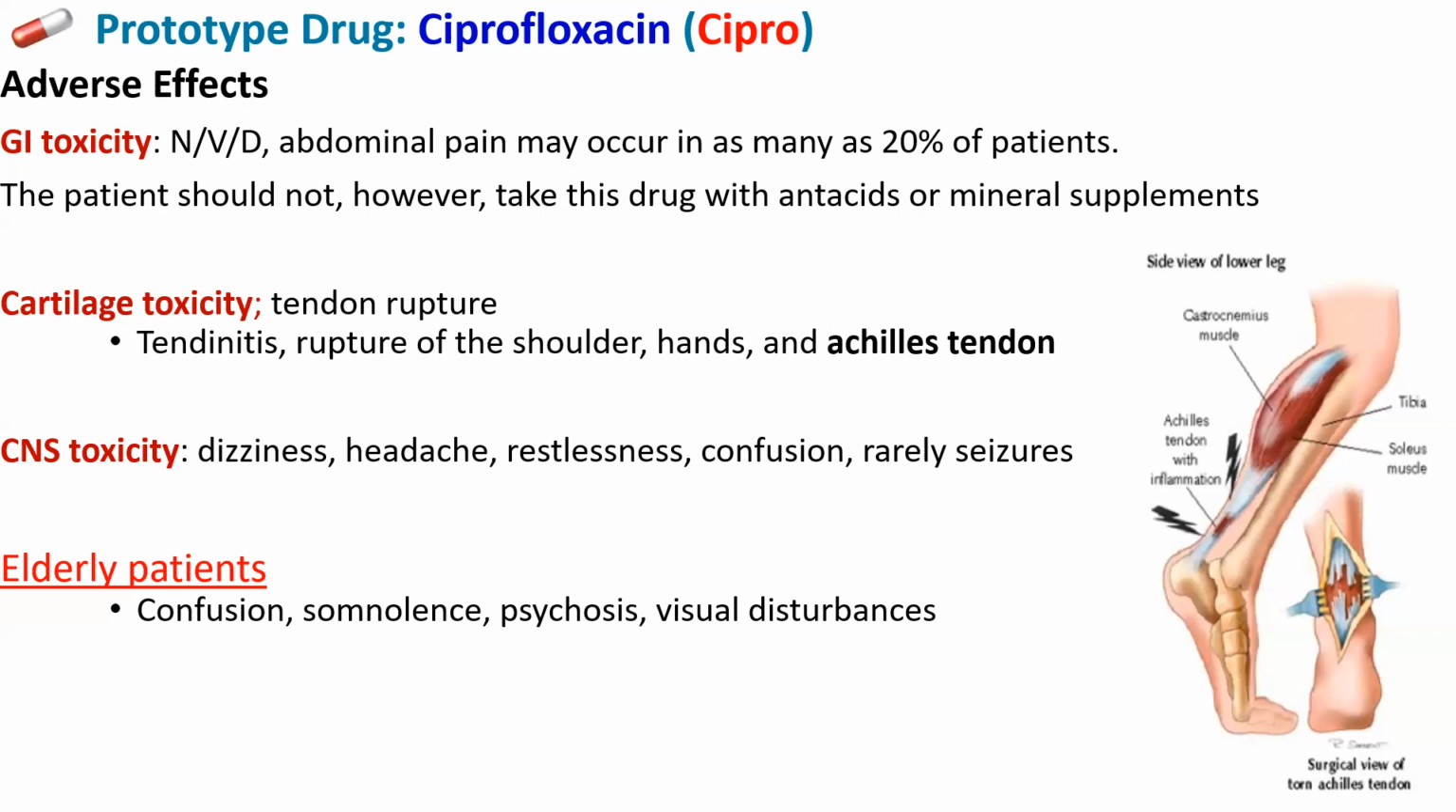CNS toxicity: dizziness, headache, restlessness, confusion, and sometimes, very rarely, seizures. Also, you can include photosensitivity, hepatotoxicity, and resistance. And in elderly patients, we don't usually recommend the fluoroquinolones in older adults, especially because of the cartilage toxicity and tendinitis, and confusion, somnolence, which is kind of lethargic, psychosis, and visual disturbances.